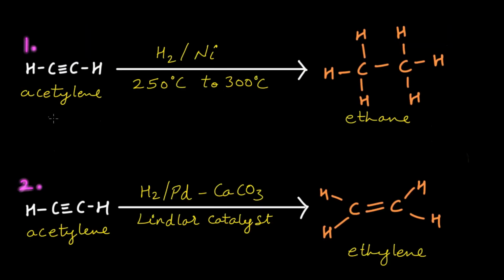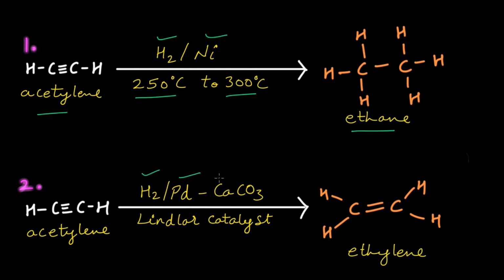So let's start. The first reaction is when acetylene is treated with hydrogen in presence of nickel catalyst at 250 degrees centigrade to 300 degrees centigrade, you get ethane. So this is a reduction reaction in which all the double bond and triple bond are broken down to single bond.